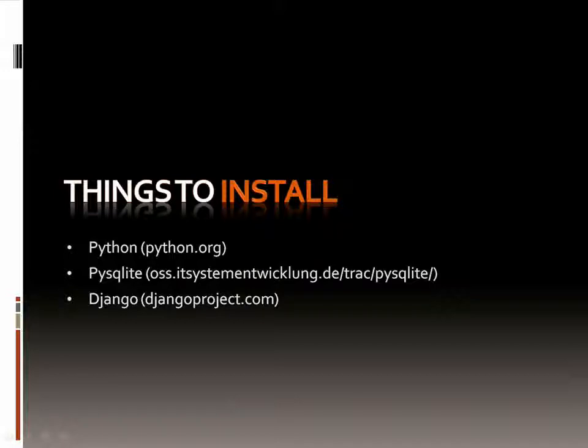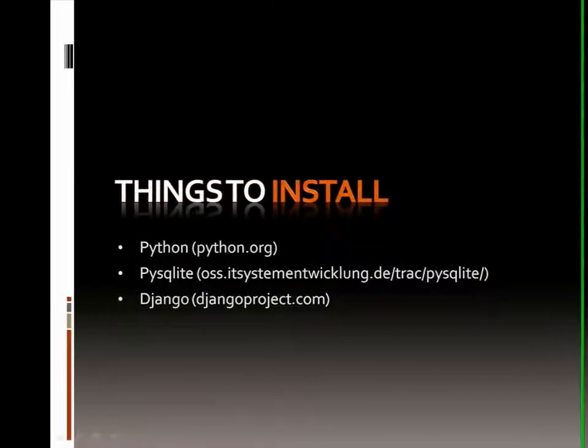You can go visit the Python site, click downloads, and just download it there. PySQLite, you just go there. There's a Windows build, or you can download the source and build it yourself. And for Django, just go to djangoproject.com and download it. If you're planning not to use PySQLite, though, check the Django documentation, and they'll point you to the correct libraries to download for MySQL or the other databases.